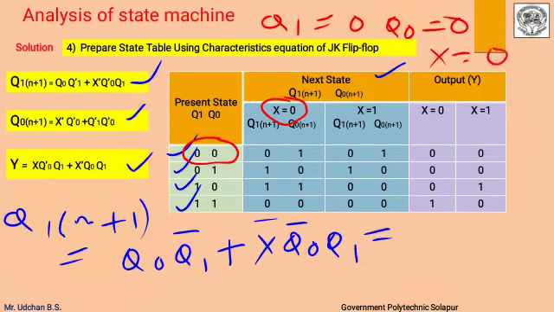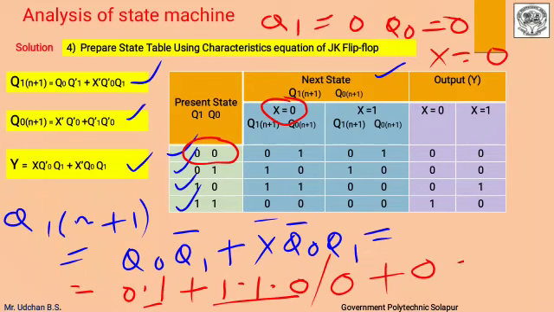So Q0 is 0 into Q1 complement. Q1 is 0, so Q1 complement will be 1, plus X is 0, X complement will be 1, into Q0 complement. Q0 is 0, so Q0 complement will be 1, into Q1 which is 0. So this will become 0 OR 0, which is 0. So the value of Q1(n+1) will be 0.